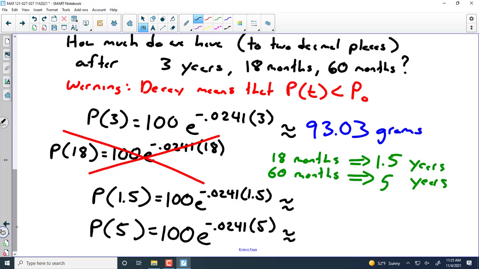I'll take 1.5 first to 2 decimal places, whoever gets it. I did 96.45. Can you check your rounding on that? 4 or 5. Okay, cool. I wasn't picking on you. I did it right before class, so I just want to make sure I did it right. And how about after 5 years? 88.65.